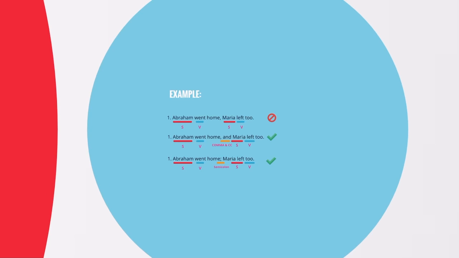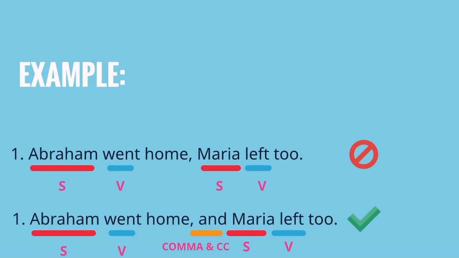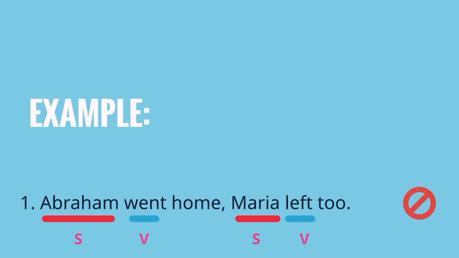So let's take a look at this. Abraham went home. Maria left too. So we have Abraham went home, which has a subject and a verb, and it's a complete sentence. Maria left too is also a complete sentence. So it cannot properly be divided by the comma.